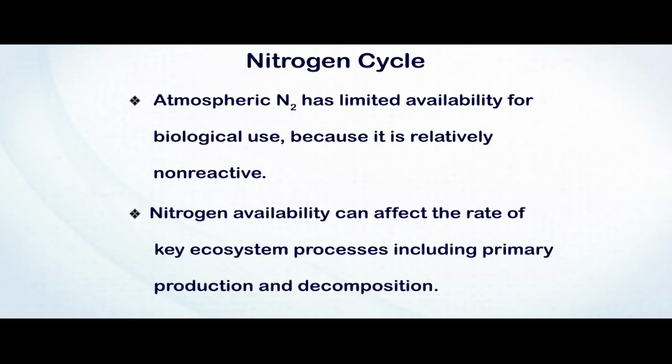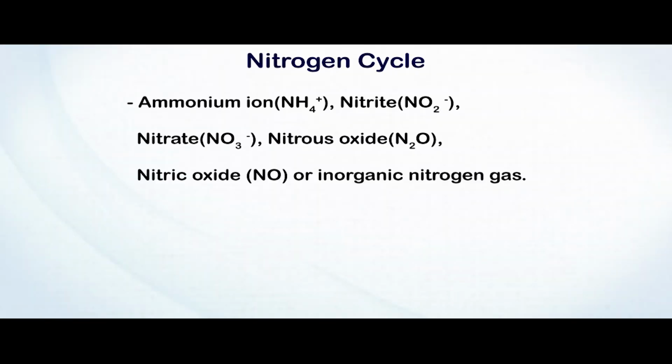Nitrogen availability can affect the rate of key ecosystem processes, including primary production and decomposition. Nitrogen is present in the environment in a wide variety of chemical forms, including organic nitrogen, ammonium, nitrite, nitrate, nitrous oxide, nitric oxide, or inorganic nitrogen gas.